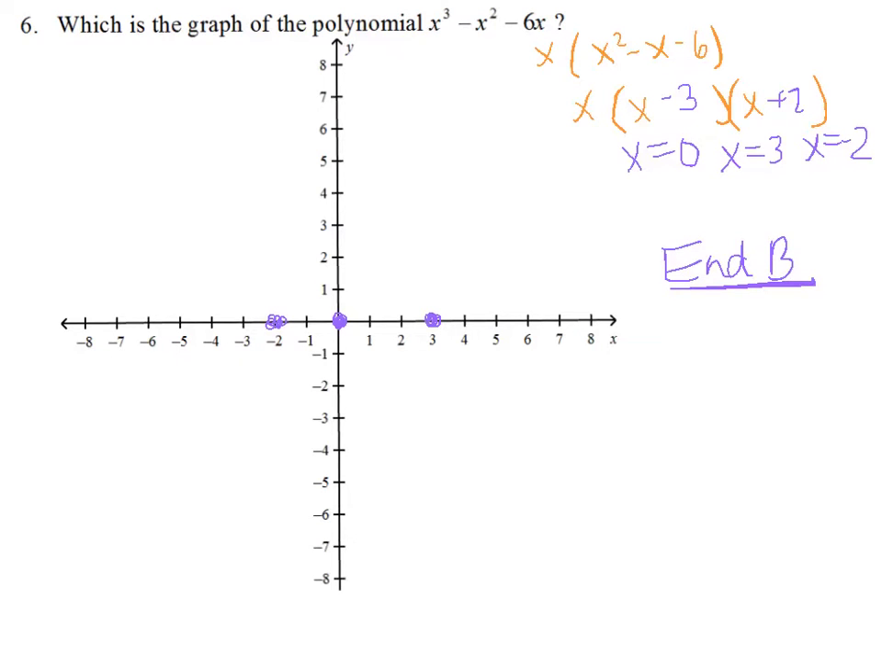So I'm going to look back at my original polynomial. And remember, we talked about this in problems 2 and 3. I need to identify my lead coefficient and my degree. My lead coefficient is 1. That's positive, so I need to go right up. My degree is 3, which is odd, which means opposite, so I need to go left down.